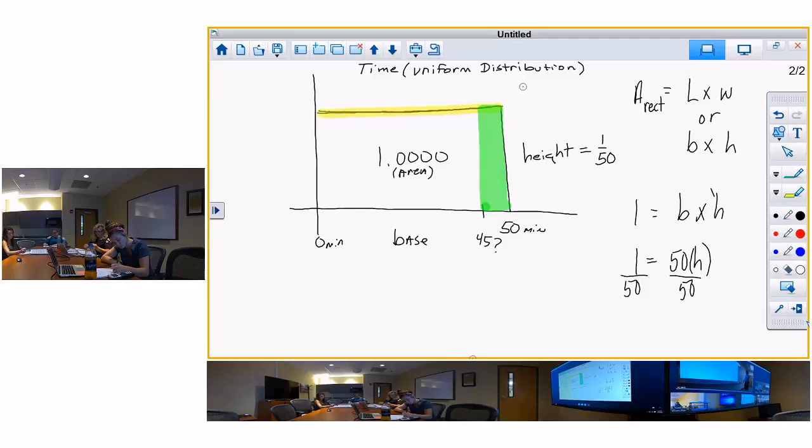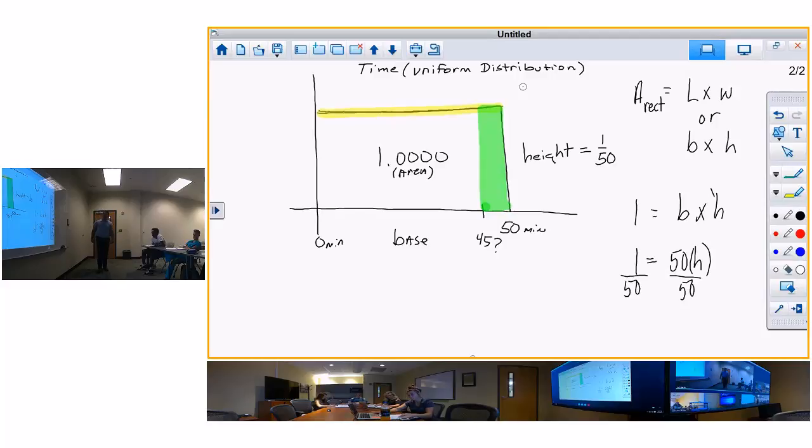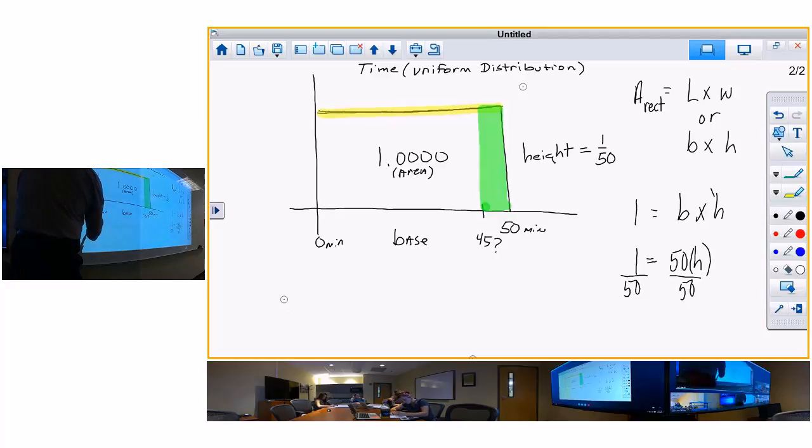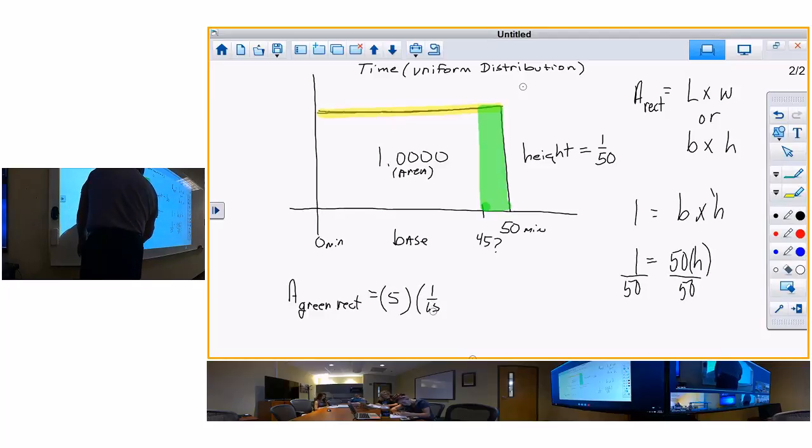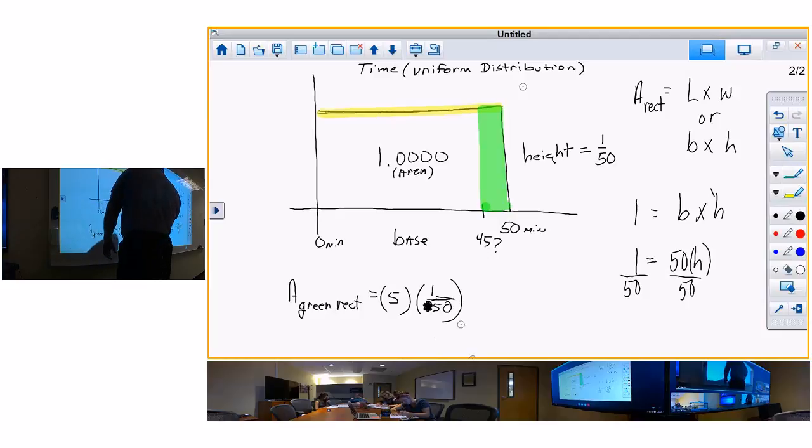Now somebody tell me what I do next. I want the area of that green rectangle. 5 times 1/50. Good. One person paid attention. That's great. So the area of the green rectangle is equal to the base, which is 5, times the height, 1/50. I didn't erase it because it takes an act of Congress to erase on this thing. 1/50, which would be 5/50.